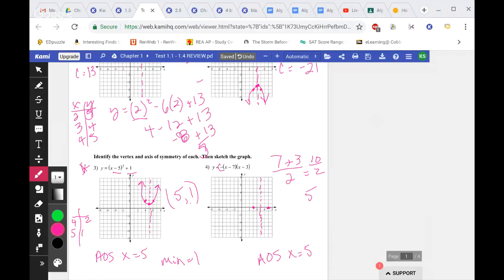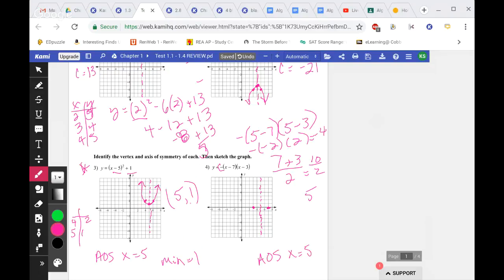Okay? The other thing that I can do then is to find that other point, to figure out where that is, I can plug this 5 into the x's. So I would have negative 5 minus 7 times 5 minus 3. So that's a negative 2. So it's a negative, negative 2, and a positive 2. So that's negative 2 times 2, which is 4, times a negative 1, which is negative 4.